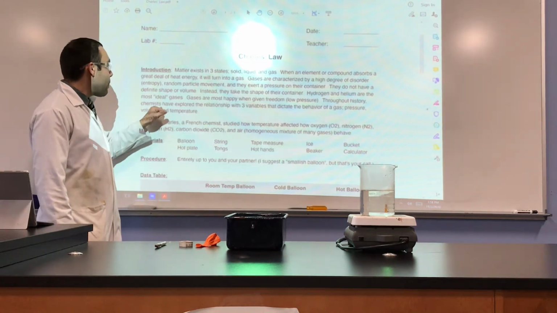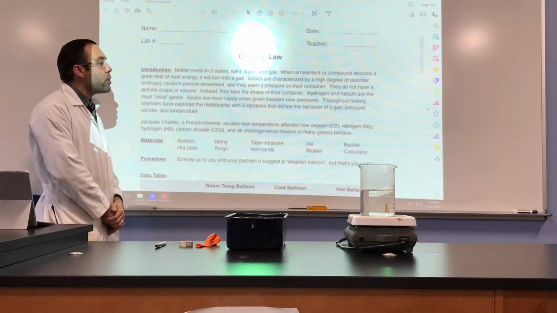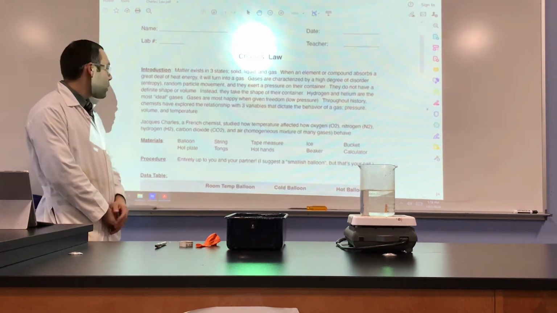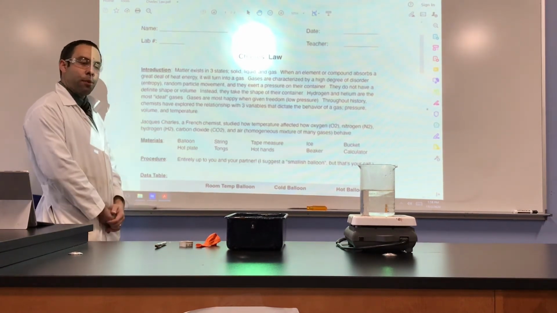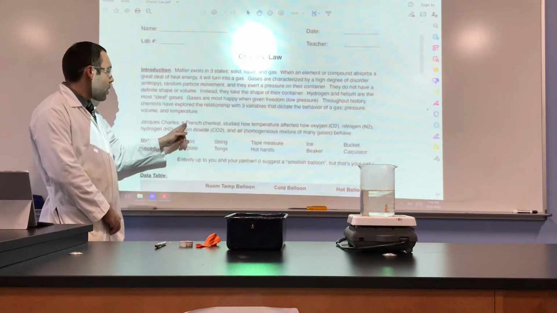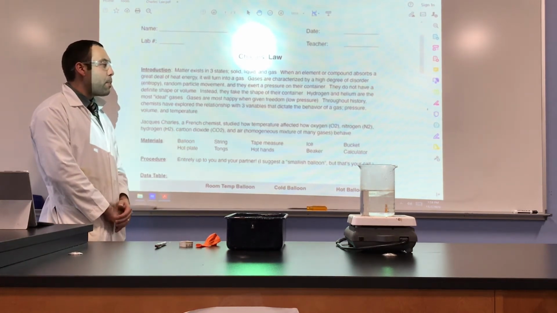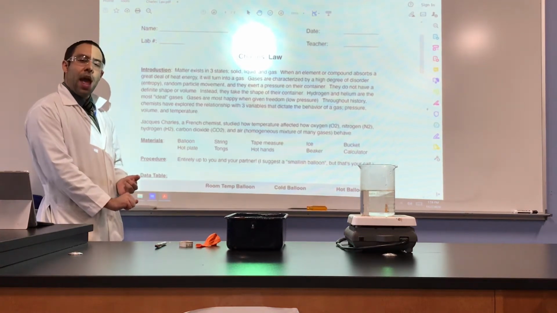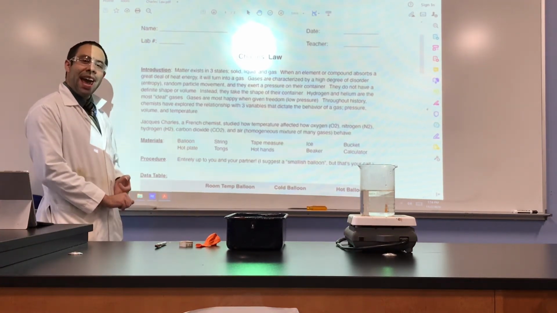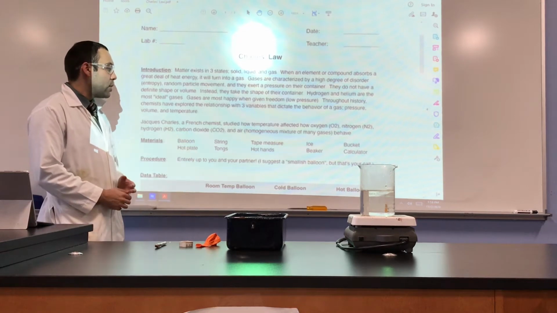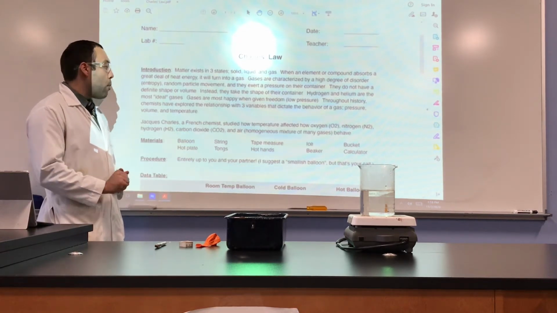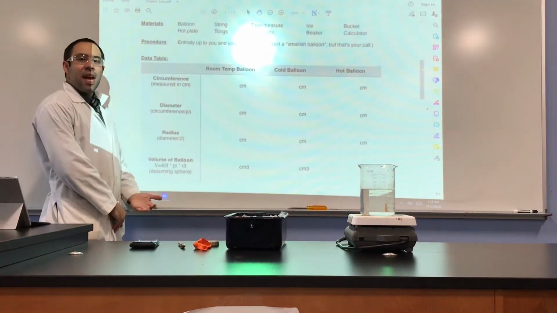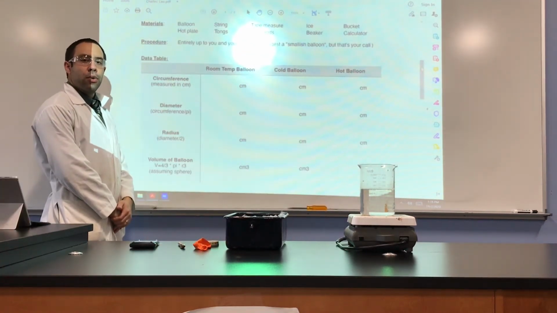Throughout history, chemists have explored the relationship between three variables that dictate the behavior of a gas: pressure, volume, and temperature. Jacques Charles, a French chemist, studied how temperature affected how oxygen, O2, nitrogen, N2, hydrogen, H2, carbon dioxide, CO2, and air, a homogeneous mixture of many gases, behave. Today we'll be performing the Charles Law Balloon Lab.